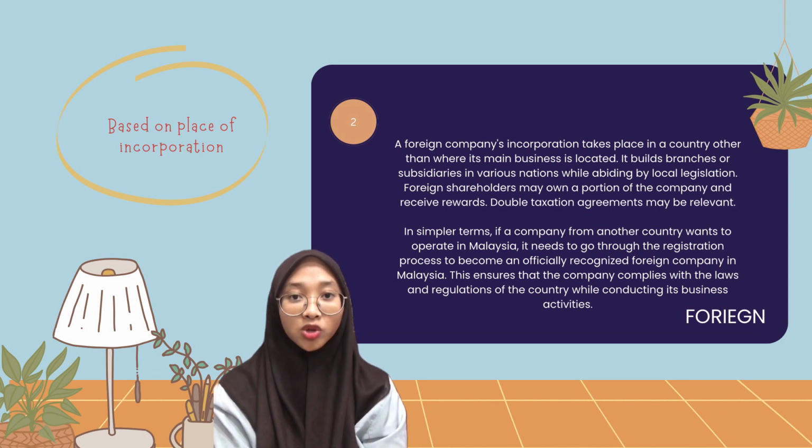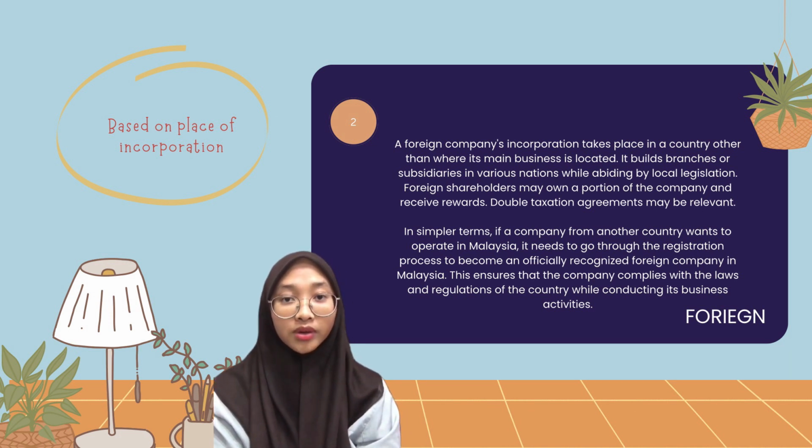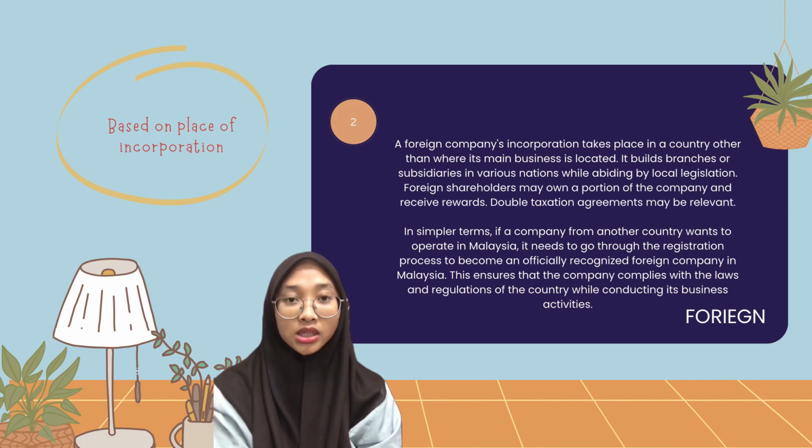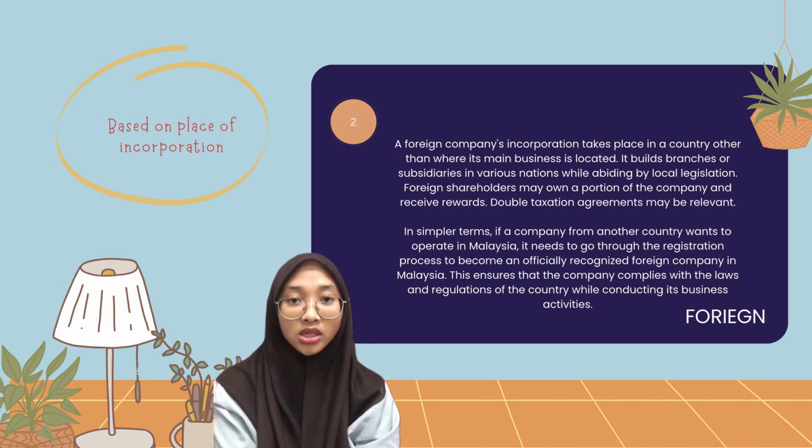A foreign company's incorporation takes place in a country other than where its main business is located, with branches or subsidiaries in various nations while abiding by local legislation. Foreign shareholders may own a portion of the company and receive rewards. Double taxation agreements may be relevant. In simpler terms, if a company from another country wants to operate in Malaysia, it needs to go through the registration process to become an officially recognized foreign company in Malaysia. This ensures that the company complies with the laws and regulations of the country while conducting its business activities.